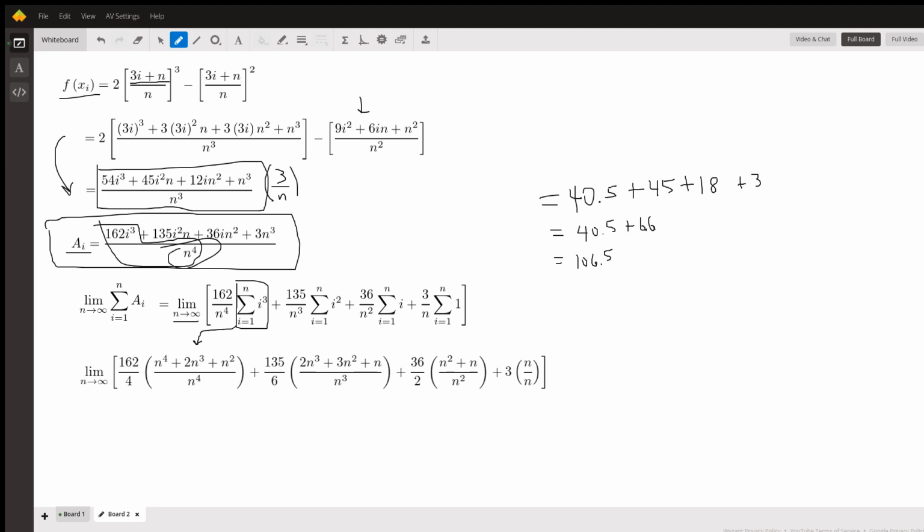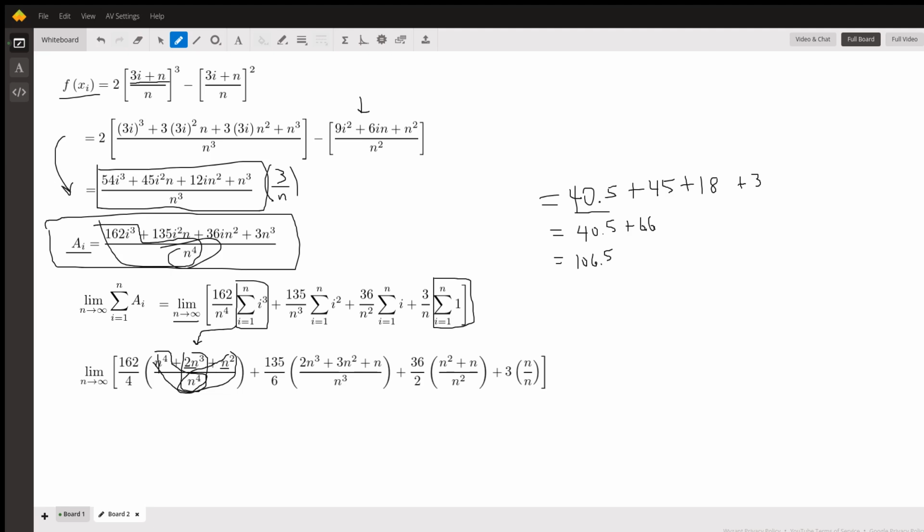And I won't go through all of the details, but that's kind of what you end up with, realizing that the sum of 3 over n from i equals 1 to n of 1 is just n. And so the idea is that if you picture dividing this n to the fourth into every term of this numerator, these two terms are going to approach 0 as n approaches infinity. But n to the fourth over n to the fourth is just 1. So 162 over 4 times 1 gives us this number right here.